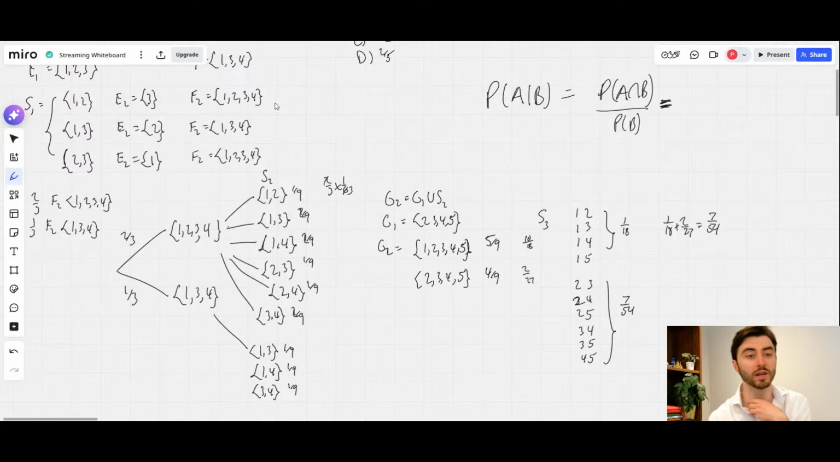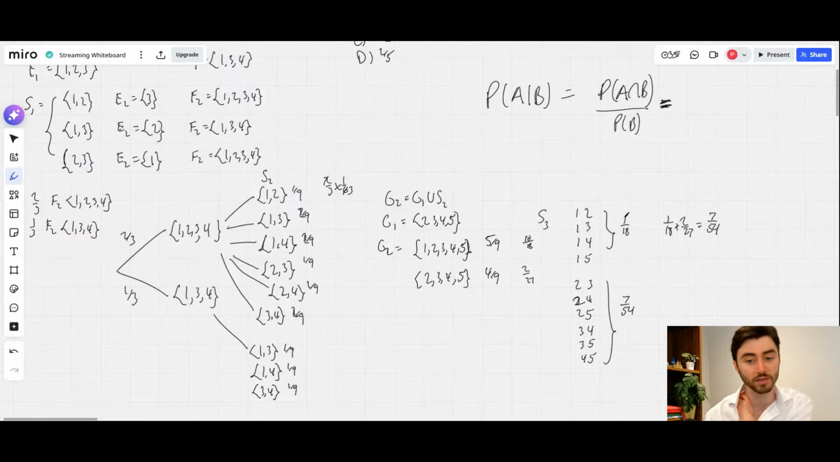Because, for instance, we're trying to find the probability that we came from S1 being 1, 2. That means we're trying to find the probability of E2 being 3. Oh, wait, no, I do see your point. No, no, no. What I was missing there is the fact that it has to be equal to E1, which means it has to be equal to 1, 2, 3.